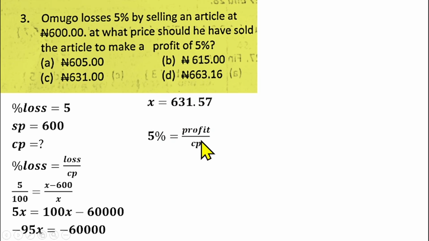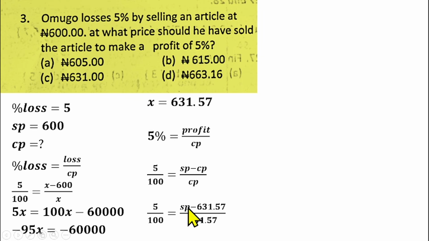And to get profit, it is selling price minus the cost price. So that will give us 5 over 100 equals the selling price minus cost price, over cost price. And from there, 5 over 100 equals the selling price, what you are looking for, minus the cost price, which is this amount, over the cost price. So you can represent the selling price by, let's say, S.